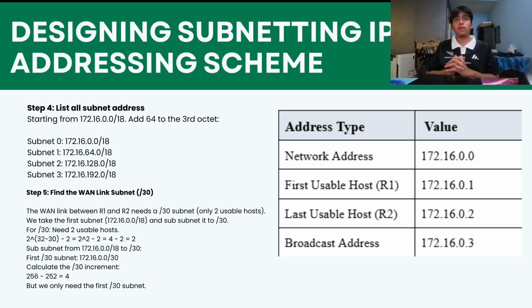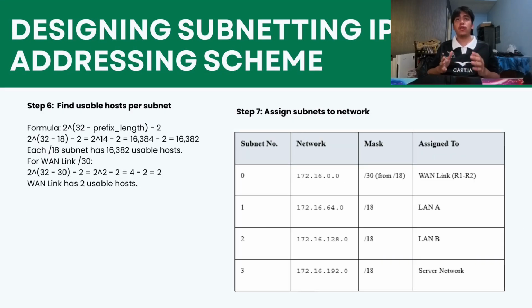So for the network address will be 172.16.0.0, and the R1 is 0.1, and the last host R2 is 0.2, and then for the broadcast address is 0.3. So for step 6, we need to find the usable hosts per subnet. So we need to put in the formula.